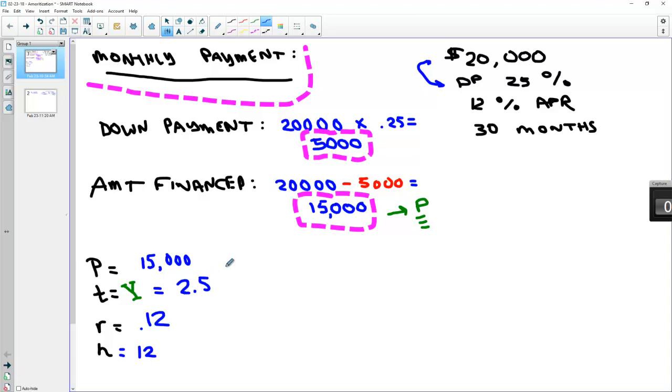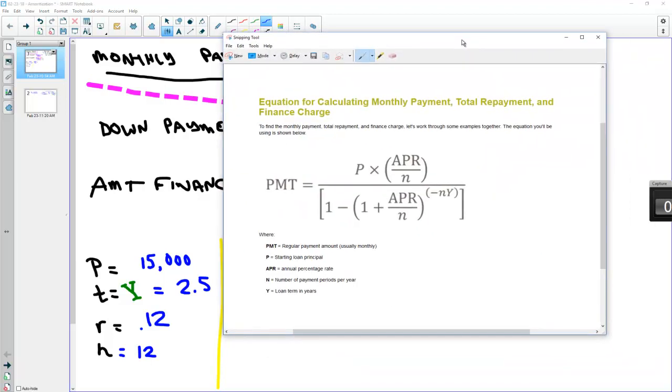I might run out of room. PMT is kind of the hard part. This is the part that we want to find. If you look at this formula, I'm just going to fill it in. If you need this formula, freeze it right now, because I'm going to go ahead and fill this in, and I'm going to run out of room.